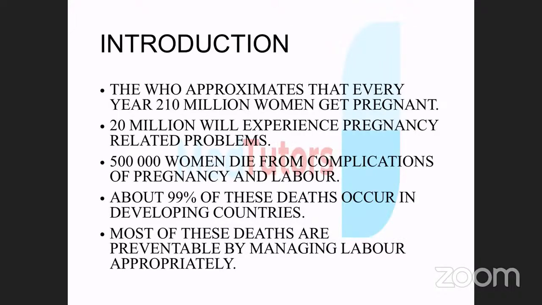So the WHO estimates that every year about 210 million people get pregnant. And 20 million of these will experience pregnancy-related problems, while 500,000 women would die from complications of pregnancy and labor. Now, over 90% of these deaths occur in developing countries, and most of these deaths are preventable as long as labor is managed appropriately.